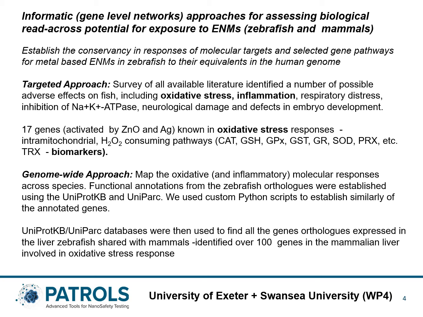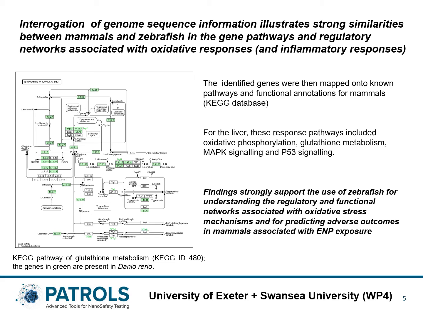We identified a whole series of orthologs that actually mapped onto both the oxidative and inflammatory response pathways which have been established in mammals. We then looked to see what genes were actually expressed in the mammalian system for exposure to nanomaterials in different tissue types, and set out to identify how many zebrafish orthologs we could map against those expressed genes for mammals across those specific pathways. And for oxidative stress, we were able to find over 100 zebrafish gene orthologs which were expressed for the liver. We then looked to map those orthologs onto so-called KEGG pathways.